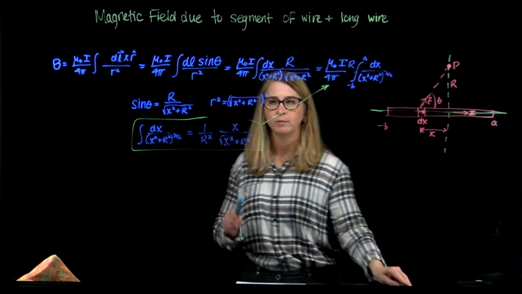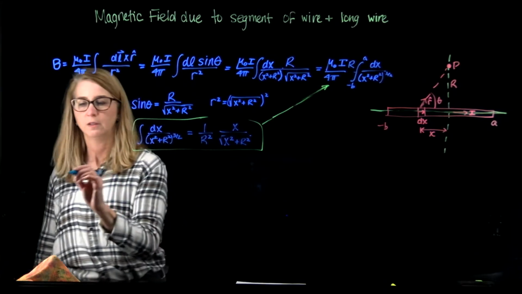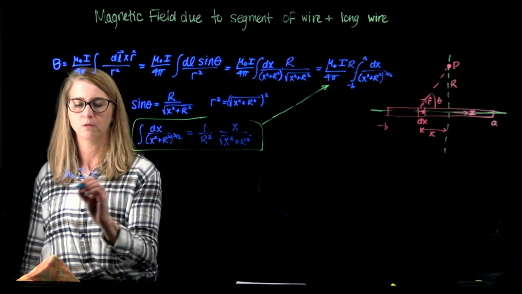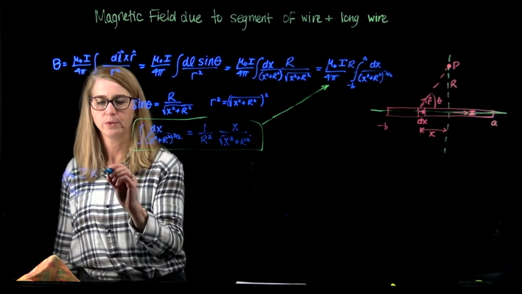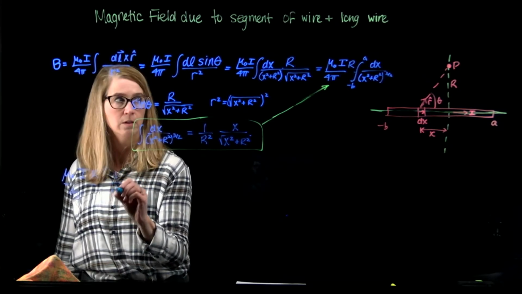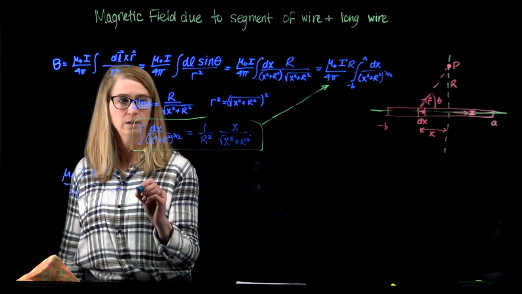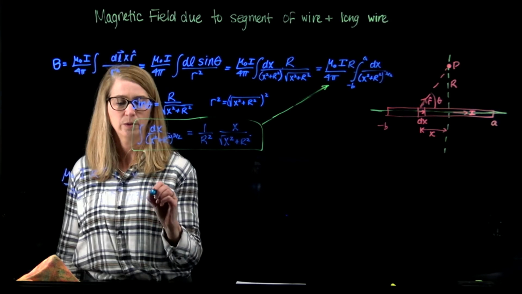And so I'm going to come down here with this integral. So I get mu naught I R over 4 pi times 1 over R squared times x over the square root of x squared plus R squared.